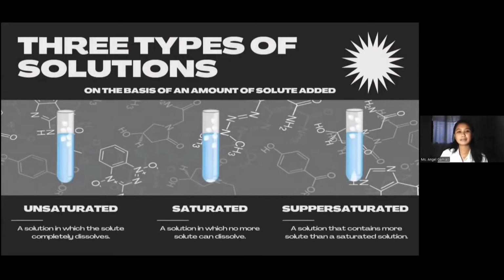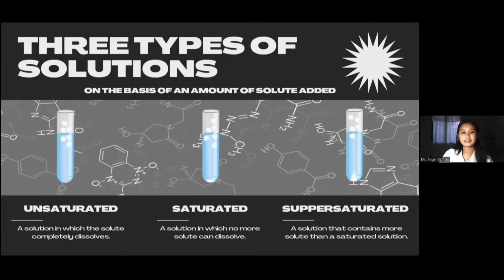The first type is the unsaturated solution. Can you please read the definition given under the unsaturated solution, Ms. Sadicon? Unsaturated, a solution in which the solute completely dissolves. So, if the solution can still dissolve more solute in solvent, then it is said to be the unsaturated solution. Vinegar is an example of an unsaturated solution of acetic acid in water.